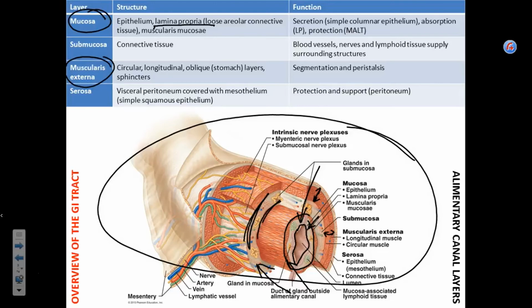The longitudinal layer, when it contracts, will shorten the tube. Think about it as you pull a sock onto the foot. You know how sometimes, if the sock is really, really long, it's really hard to put the whole thing on. You want to squeeze it first into a shorter version of the sock, put it on and then stretch it out.